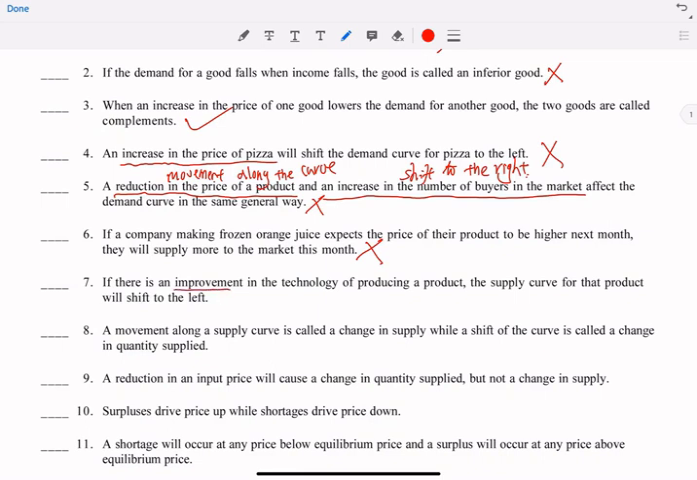So basically now we're talking about the advancement of technology. We know that if technology becomes better, then there will be an increase in the supply, right? So if there is an increase in the supply, then the supply curve should shift to the right. So this is not correct.